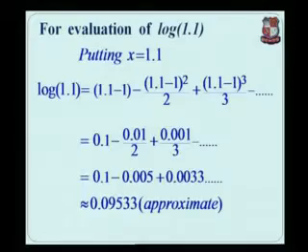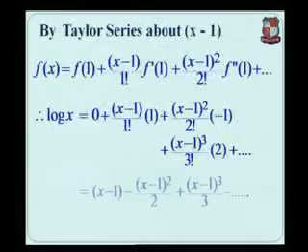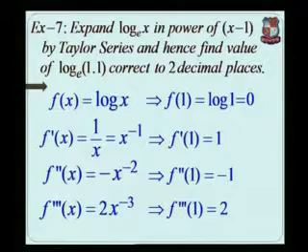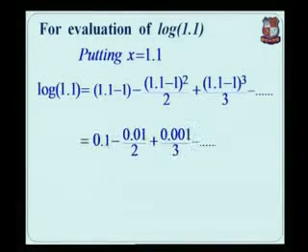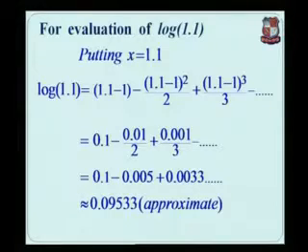But the question is, find the value of log 1.1 correct to 2 decimal places. So answer is 0.09533. 2 decimal places are given, means after decimal point there are 2 digits, 09, they match with log 1.1 from the log table. So if you find the value by the log table, then it is 0.09 something, and in this calculation we have the value 0.09533 something, approximate value.